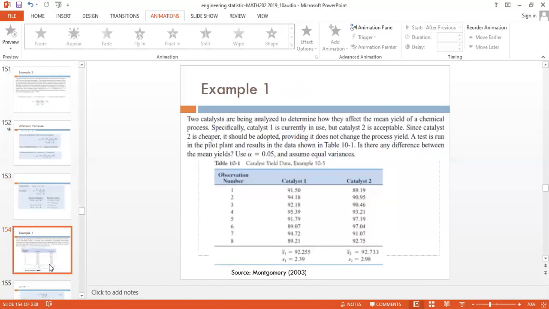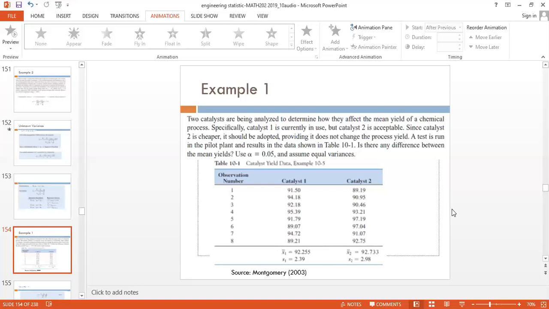So we are saying that two catalysts are being analyzed to determine how they affect the mean yield of a chemical process. Specifically, catalyst 1 is currently in use. So that is the placebo, the normal procedure. But catalyst 2 is acceptable. Since catalyst 2 is cheaper, it should be adopted, providing it does not change the process yield. A test is run in a pilot plant and the results are shown in this table.